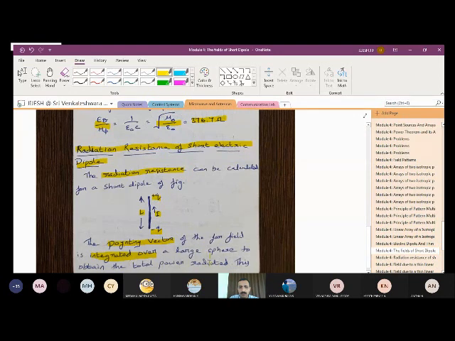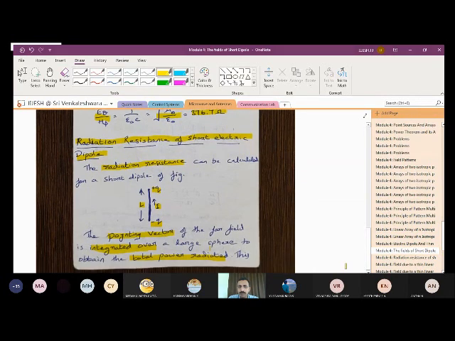So we are going to find out the Poynting vector of the far field, integrated over a large sphere. We are going to integrate the component, and we are going to see that the total power radiated can be obtained. So we will study further. You can make a note of these things, and we will go ahead further.